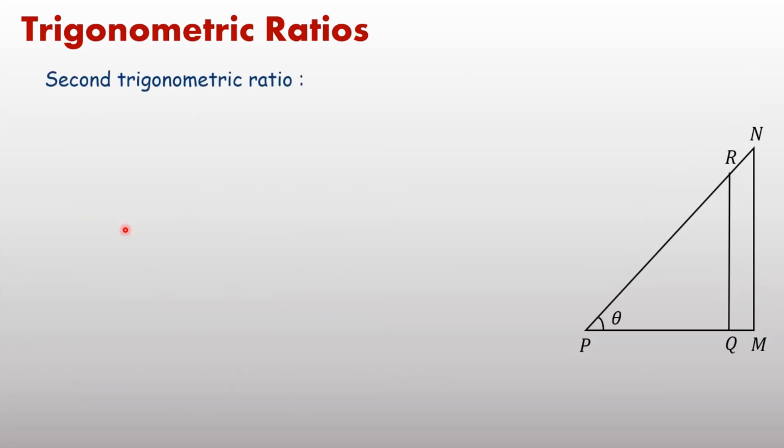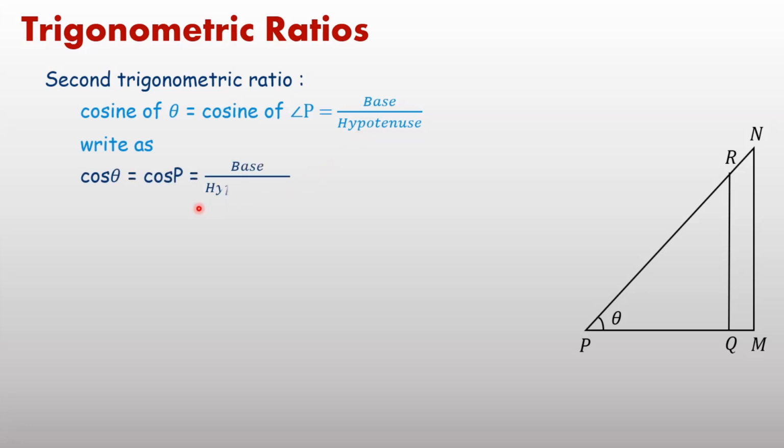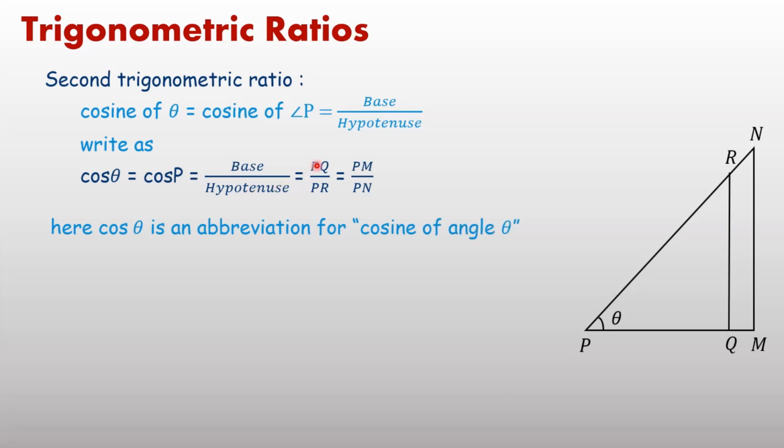Now the second trigonometric ratio, cosine of theta or cosine of angle P. The ratio of base and hypotenuse of a right angle triangle is known as cosine of angle P or cosine of theta. In short form we write cosine of theta as cos theta or cosine of angle P as cos P, equal to base upon hypotenuse. In the right angle triangle the base is PQ, so PQ upon PR equals PM upon PN.